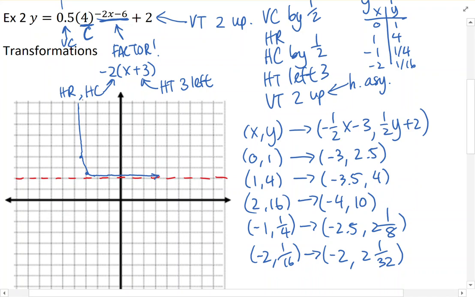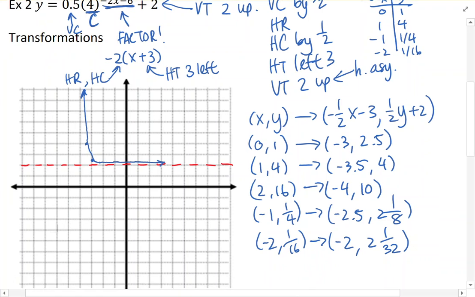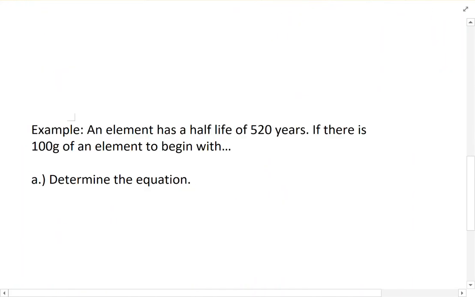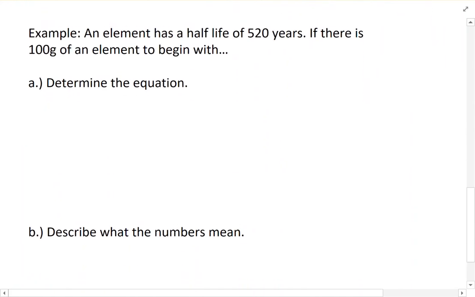And there we go. So we have this very sharp angle here. So this is how you would graph it. All right, so moving on to a word problem now.